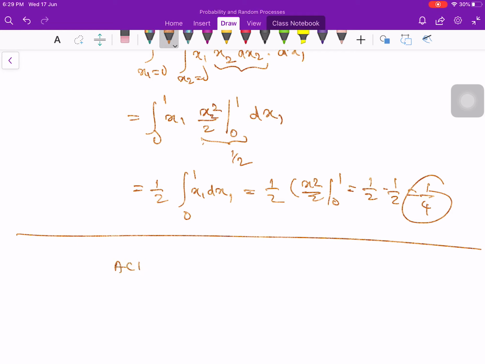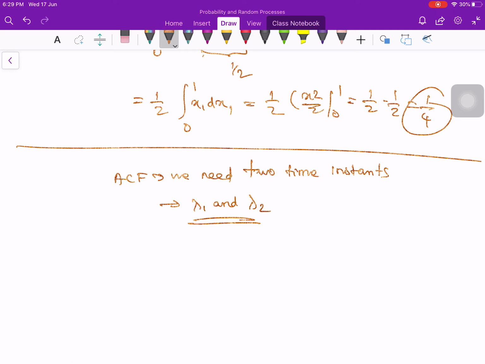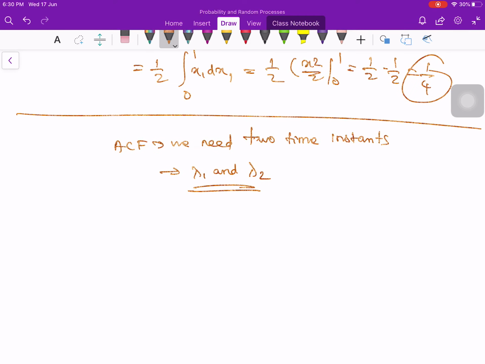For the autocorrelation function we need two time instants. So we have chosen lambda 1 and lambda 2, two different time instants. Therefore I am going to find this in terms of the autocorrelation function. If you had used lambda 1 and lambda 2 to be the same, it would not really bring the autocorrelation function into evidence, so you could not get the autocorrelation function.